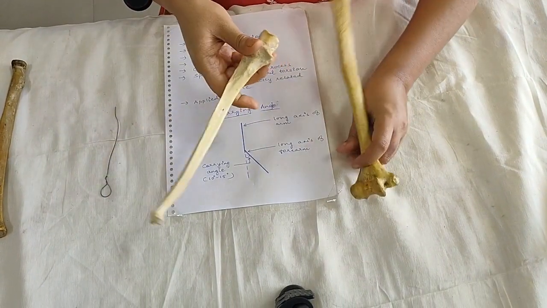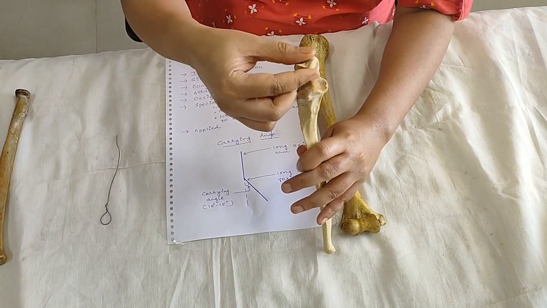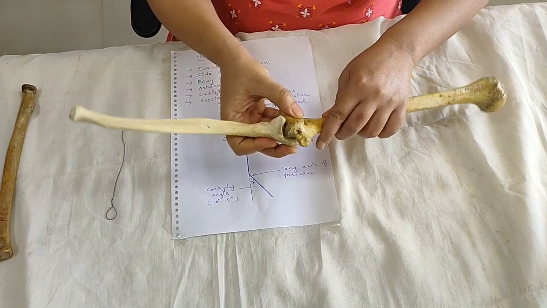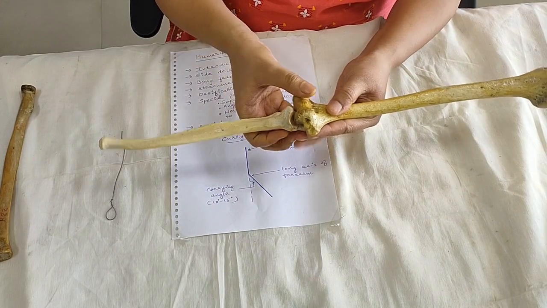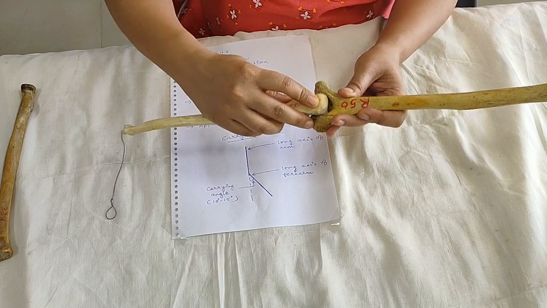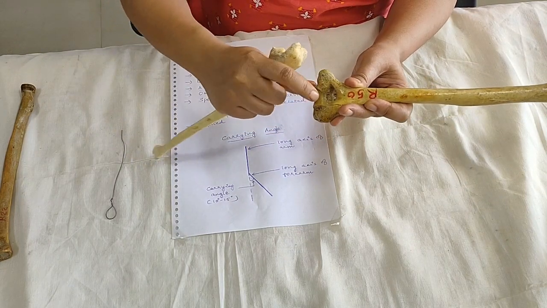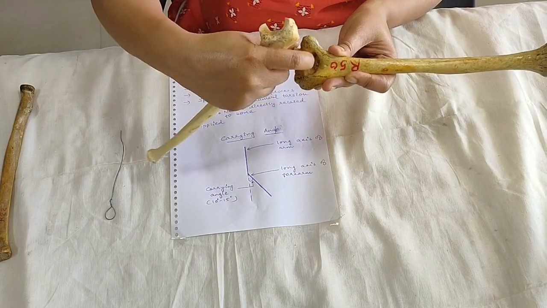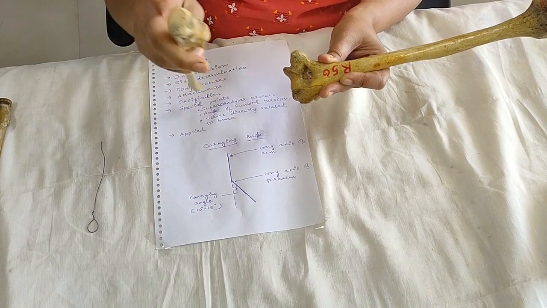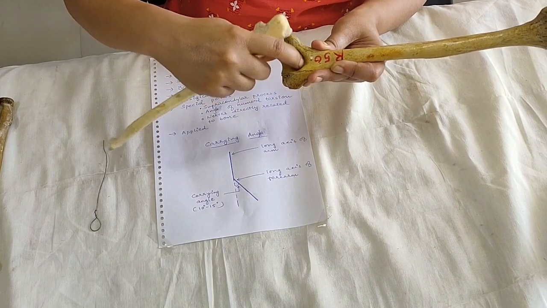This trochlear notch of the ulna is formed by the coronoid process and the olecranon process. During extension of the elbow joint, this olecranon process on the posterior aspect is situated in the fossa above the trochlea on the posterior aspect. This fossa is called the olecranon fossa, as the olecranon process is fitted in this part.